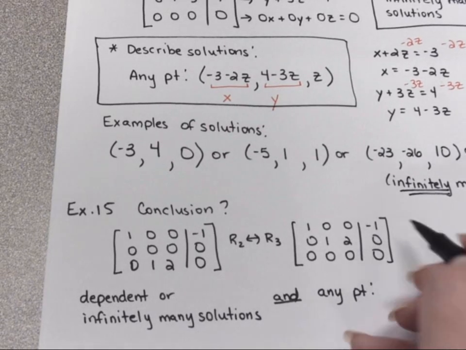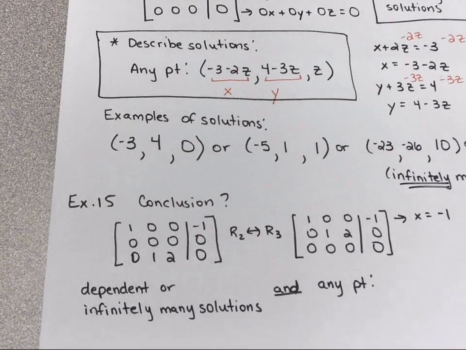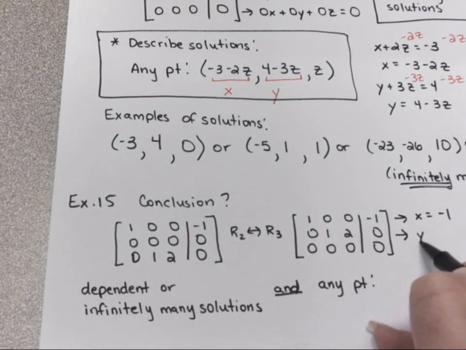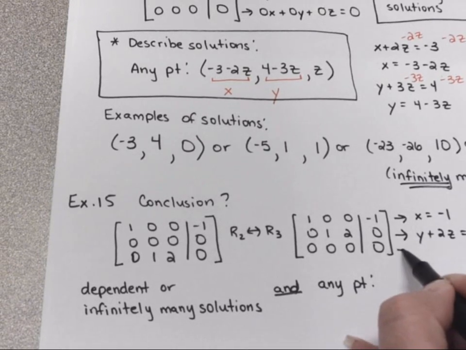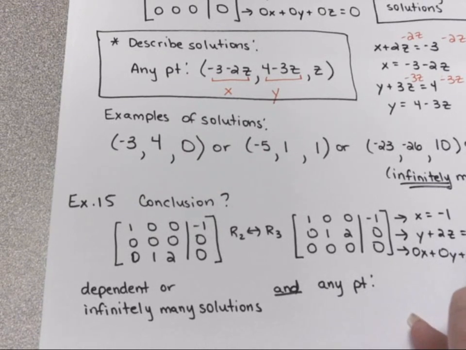So let's talk about what we have. Okay, the first row actually gives us x. X is negative 1. So x is not in question in this answer. It's always negative 1. But y is not set in stone. Y plus 2z has to be 0. And then notice this is just kind of almost a dummy line, right? Like it just doesn't help us.